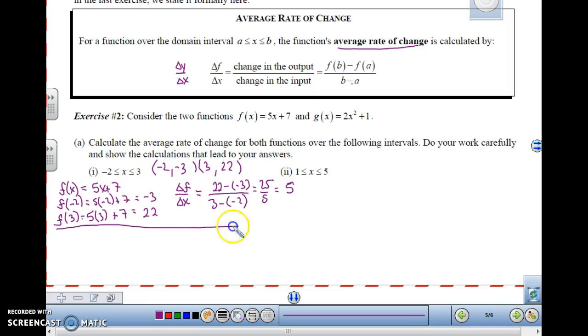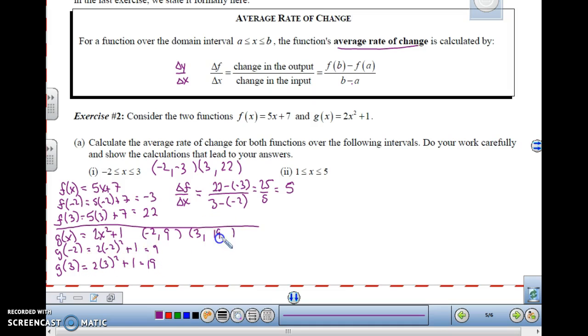All right, now we can also do g of x. G of x is 2x squared plus 1. So again, we need the 2 points. Negative 2 and 3 are going to be our x's. And then we need g of negative 2. 2 times negative 2 squared plus 1. Negative 2 squared is 4, times 2 is 8, plus 1 is 9. So that's 9. And g of 3 is 2 times 3 squared plus 1. So 3 squared is 9, times 2 is 18, plus 1 is 19.